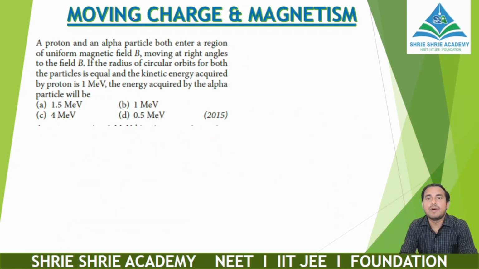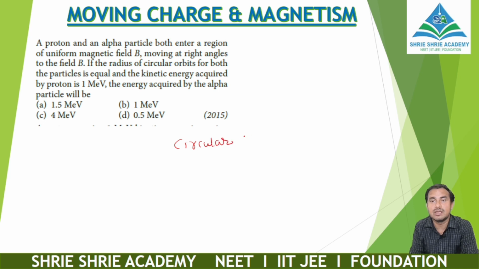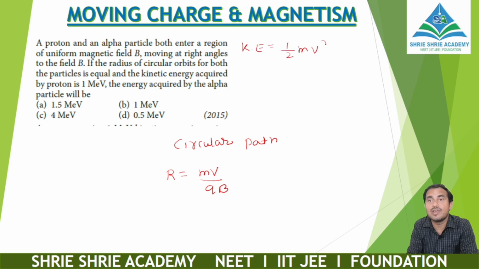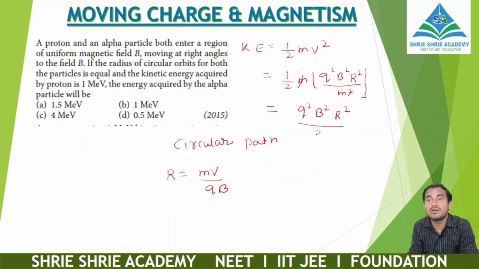Now it is given that a proton and an alpha particle both are going into a uniform magnetic field, moving at right angle. You know that when a particle goes at right angle, it will follow a circular path. In that circular path, you know the radius, just now we have done, mv by qB. Write the kinetic energy formula, half mv square. So velocity is qBR by m. So write half m into q square B square R square divided by m square. This m and this m get cancelled, so you get q square B square R square divided by 2. The kinetic energy depends on the charge of particle, magnetic field, radius and mass.